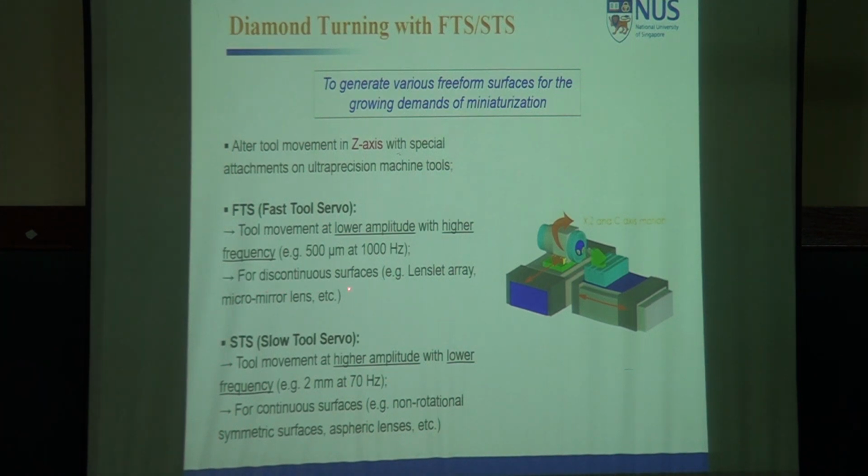For discontinuous surfaces, for example, lens array, micrometer and so on, it is used for that. Slow tool servo has tool movement at higher amplitude, very large amplitude, because the tool post is moving at lower frequency, 2 to 70 hertz only. For continuous surfaces, non-symmetric surfaces, free form, all these are meant for free form. Even a 2-axis machine you can do it.